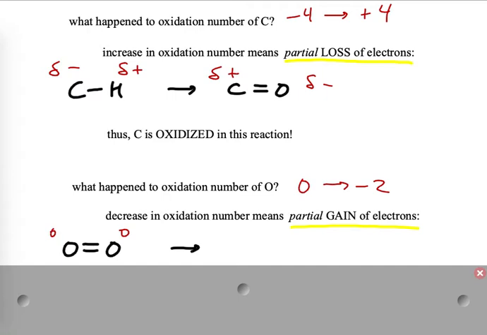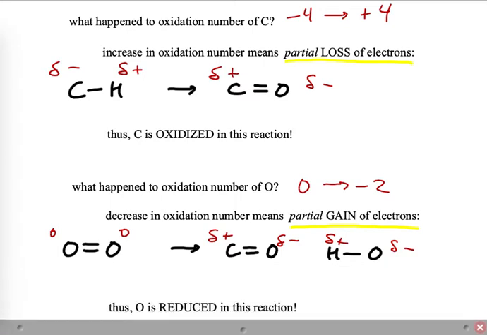But in both carbon dioxide and in water, oxygen now is bonded to a less electronegative element. It has a partial negative charge, and carbon and hydrogen have partial positive charges because they are less electronegative. Thus, oxygen is reduced in this reaction.